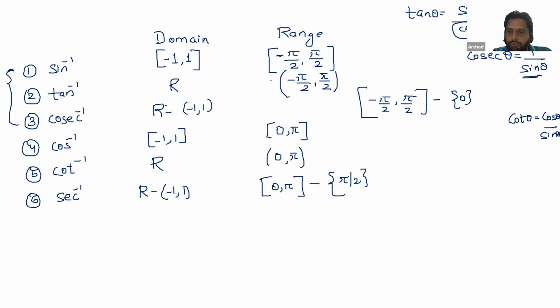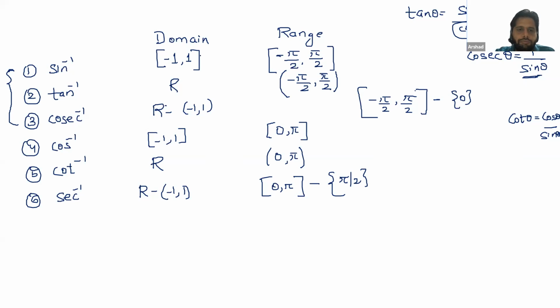Okay, so Umair, what is your doubt? Let's say for cosec, we can input any real number except minus 1 and 1, and our range output will be minus pi by 2 to pi by 2, but not 0. For domain, yes Umair, you are correct. And our range output will be minus pi by 2 to pi by 2, but not 0. Yes, that's correct.